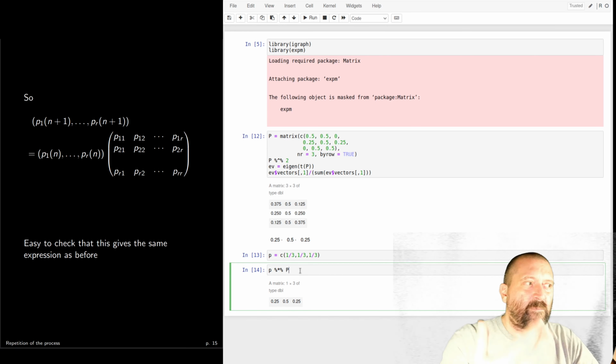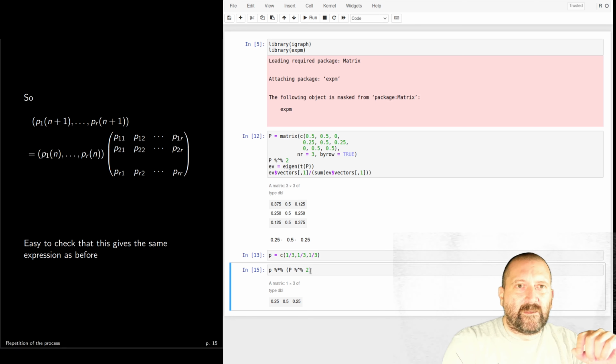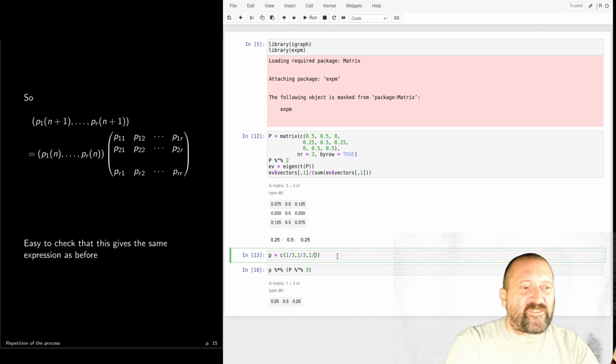If I continue like this, I am going to see how things keep on happening. So I could multiply by the second power of P. I'm going to get this, and just a remark, we've already converged here, so we're not going to change. If I take the third power of P, again, I'm not going to change. So let's start with a different vector. Let's say that we have most of the weight in the last state: 1/10, 1/10, and 8/10, 4/5 here.